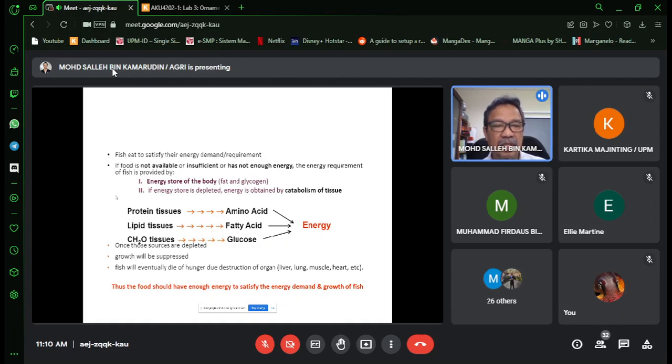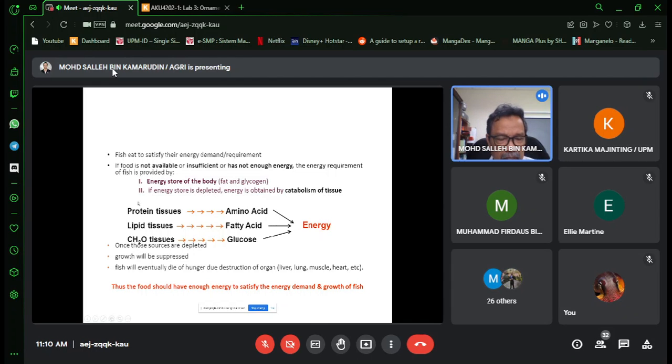For fish, if the food is not available or the energy is not sufficient enough, the energy dalam badan dia in terms of glycogen, mostly glycogen or fat will be utilized for energy. Bila energy tu yang spare tadi tu depleted, habis, maka ikan tu terpaksalah ambil daripada catabolism body dia. So that's what dia makin tambah kurus so that dia dapat energy daripada situ.